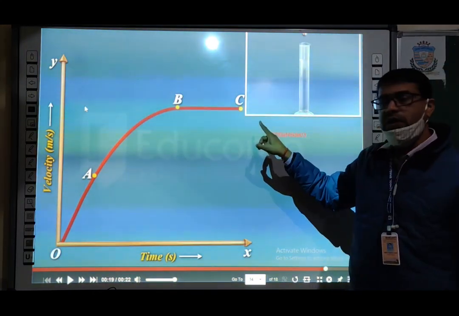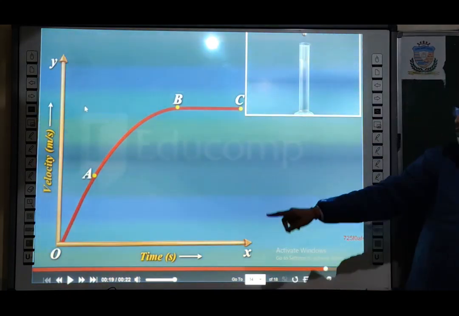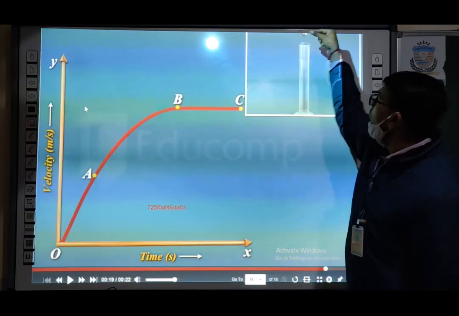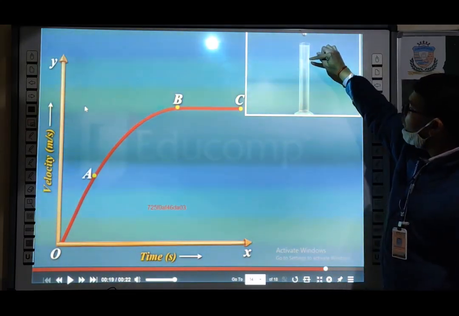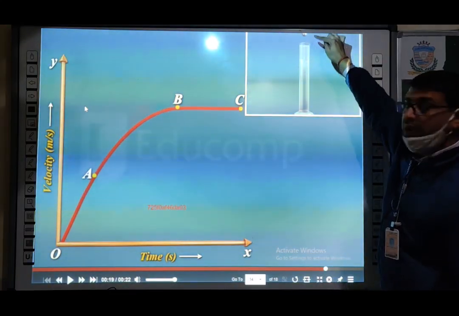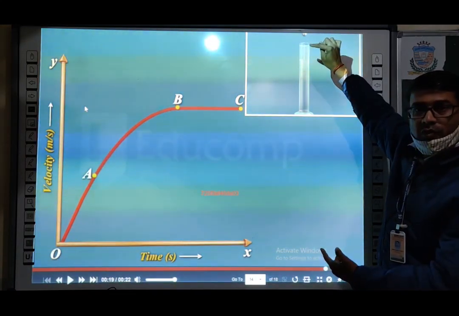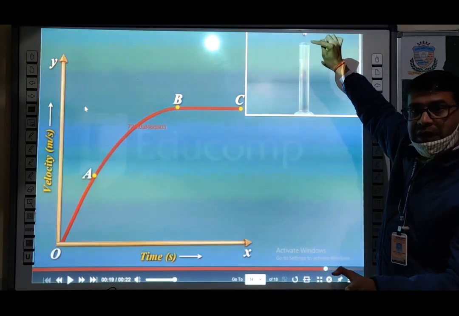constant. From B to C, it is constant. Up to A, it is a linear curve. Means if we drop it from here, here is the first layer of liquid. So up to here, the velocity will increase with respect to time. Clear? So the graph will be linear.